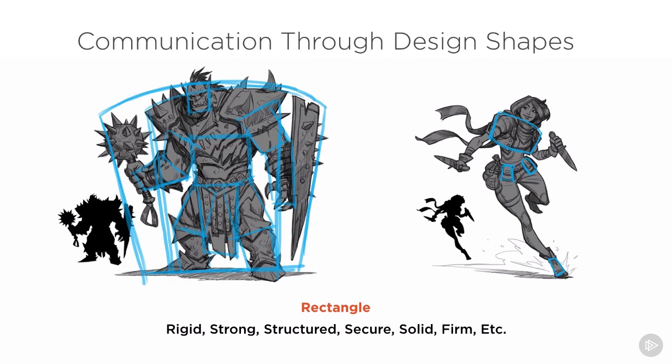In contrast, the rogue has very few rectangular elements within her silhouette. She has a few costume items that have rectangles within them, but overall this lack of bulky, rigid rectangles actually helps the design in making her feel light, streamlined, and dynamic.